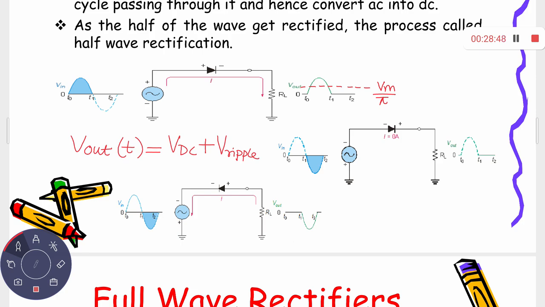Now whenever your target is to design one regulated power supply, you always expect that my output side should give me a constant voltage over time. But that is not happening here.